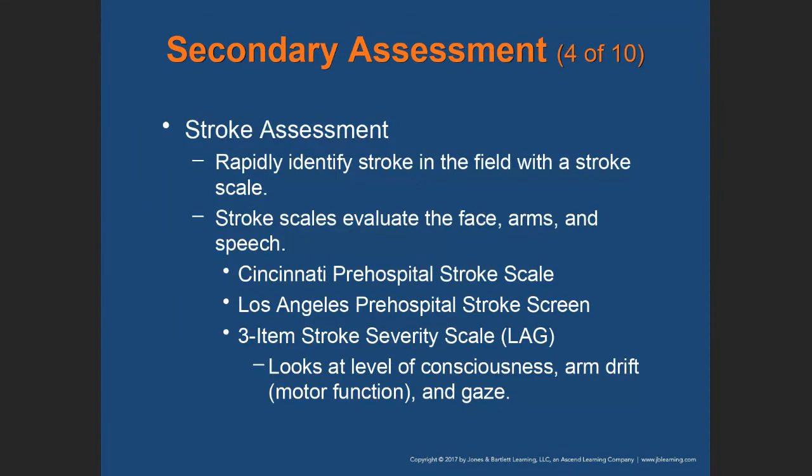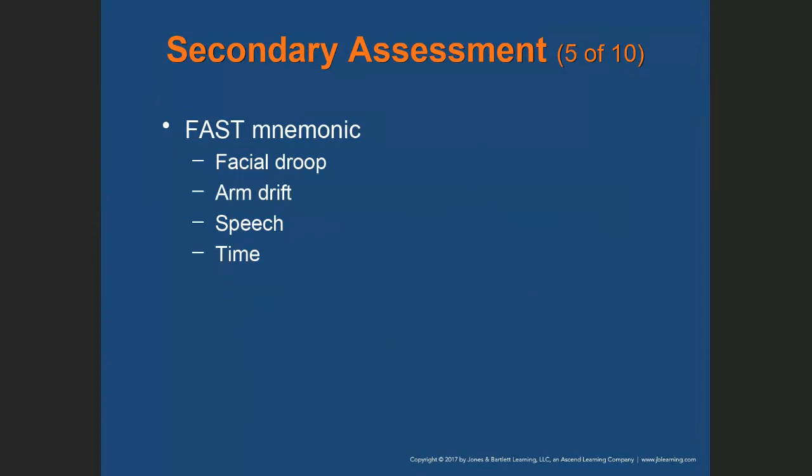Stroke assessment rapidly identifies stroke in the field with a stroke scale. Stroke scales evaluate face, arms, and speech. It can be the Cincinnati Prehospital Stroke Scale, the Los Angeles Prehospital Stroke Scale, or the 3-Item Stroke Severity Scale. Look at the level of consciousness, arm drift, motor function, and gaze. Your department or organization will decide which type of stroke scale you use in the field.